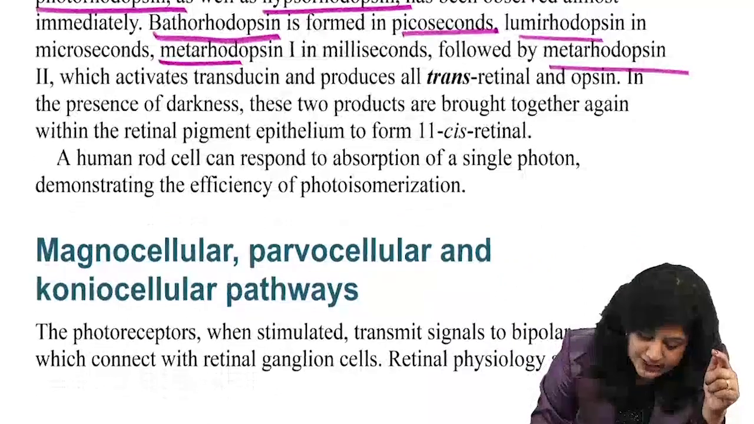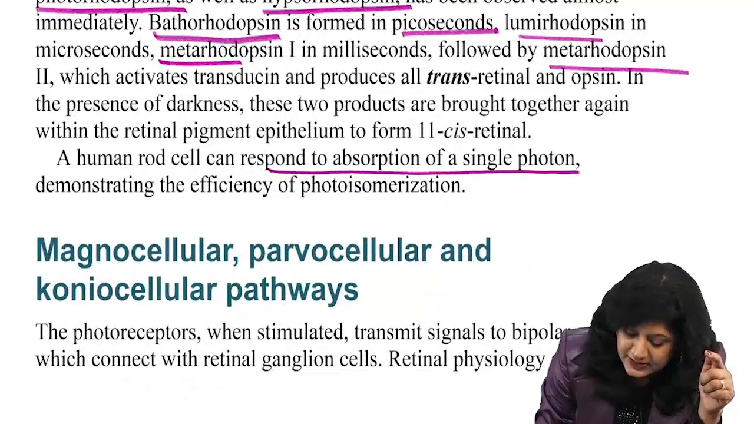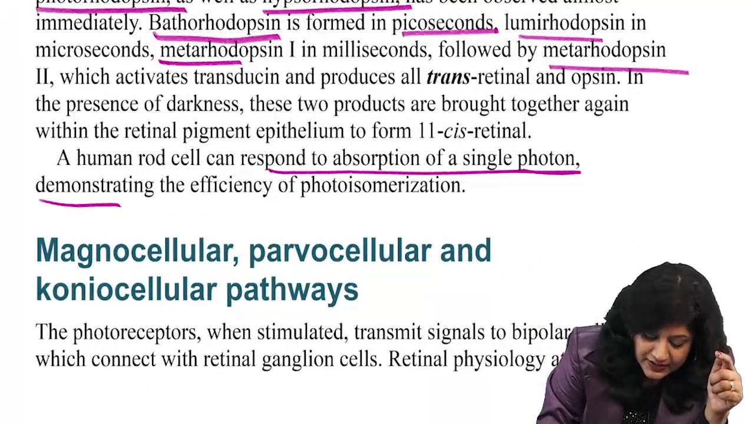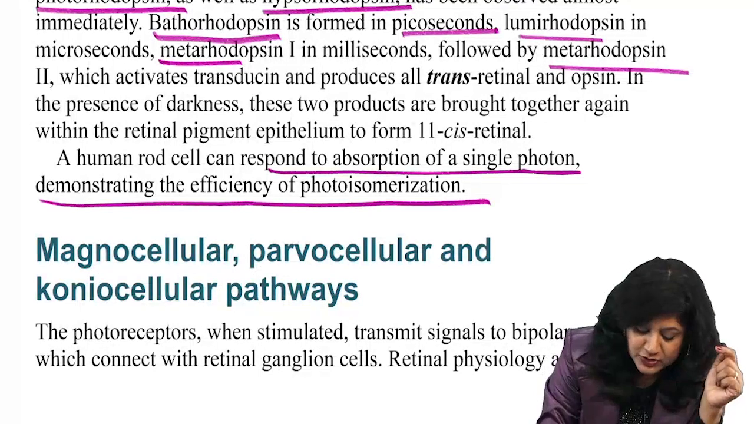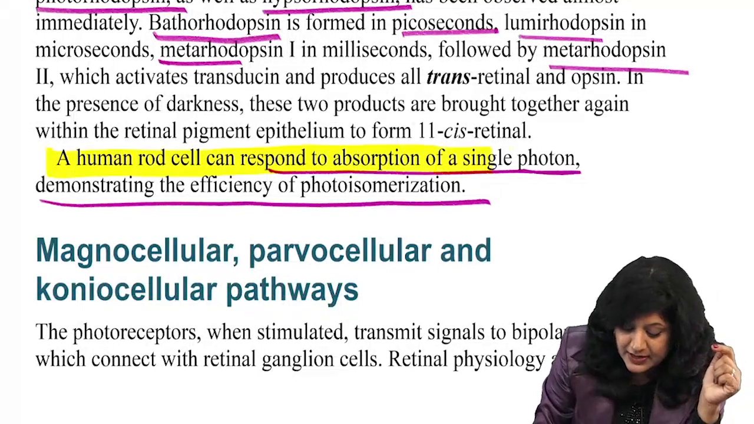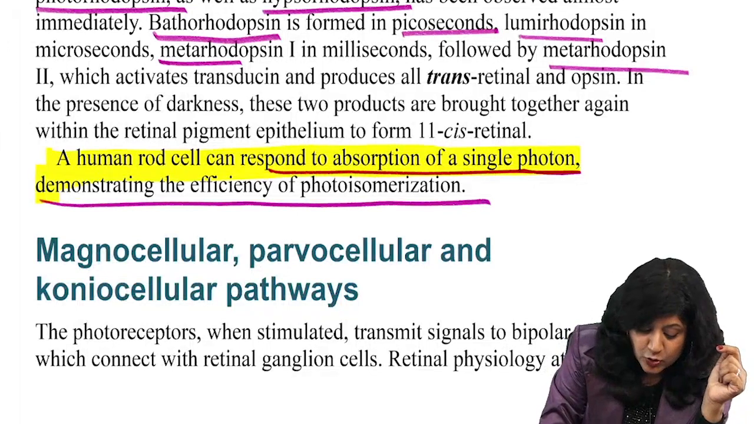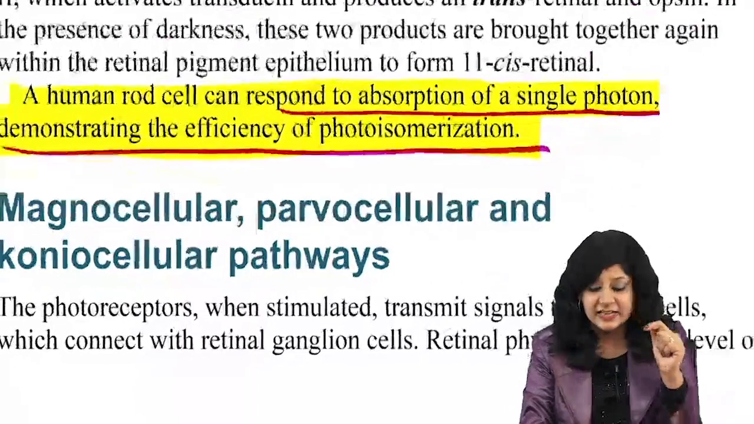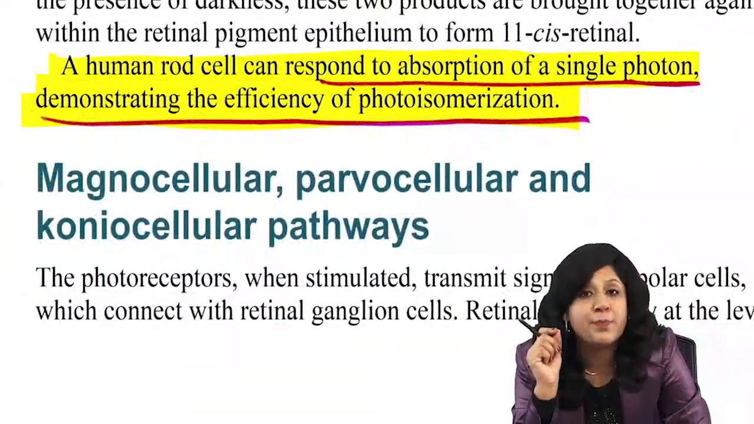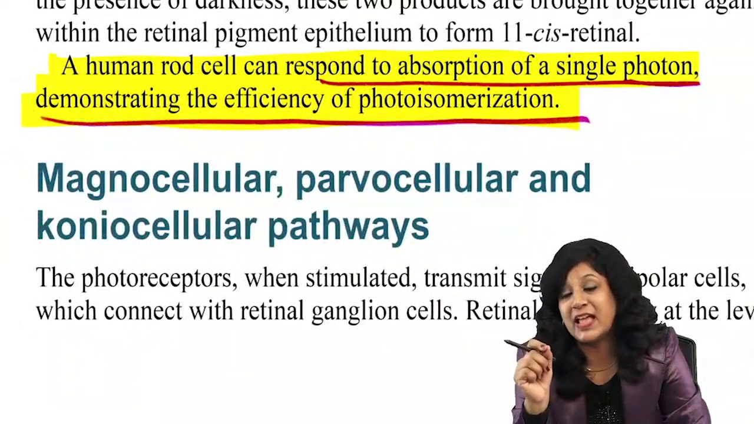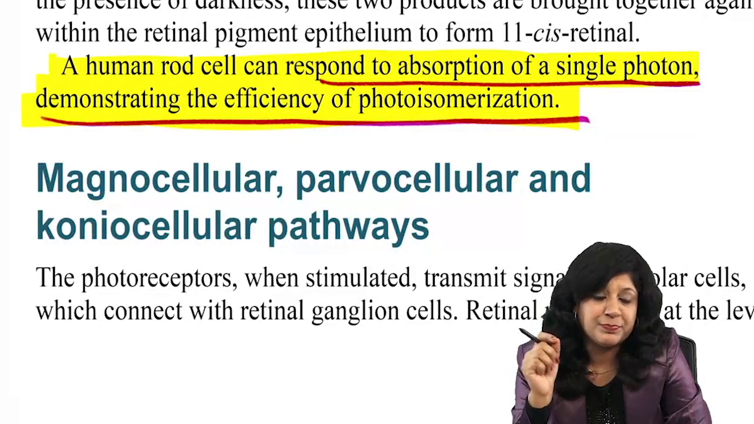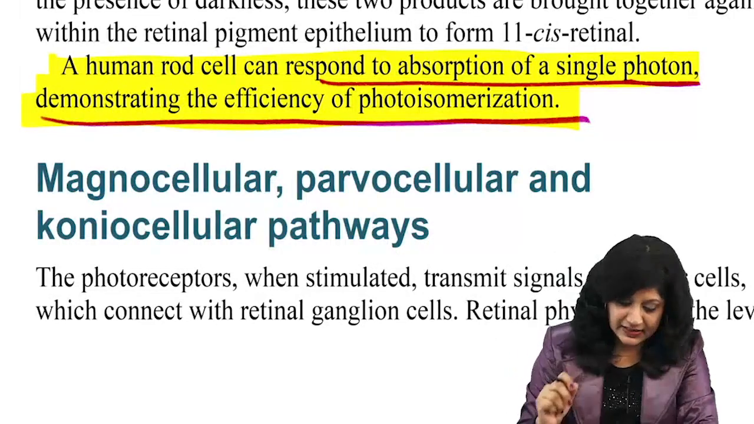Now a human rod cell can respond to absorption of a single photon, demonstrating the efficiency of the photoisomerization, a very important thing. Can you see they are saying that the human rod cell has that much potency that it can actually respond to even a single photon. So I hope this concept is very, very clear.